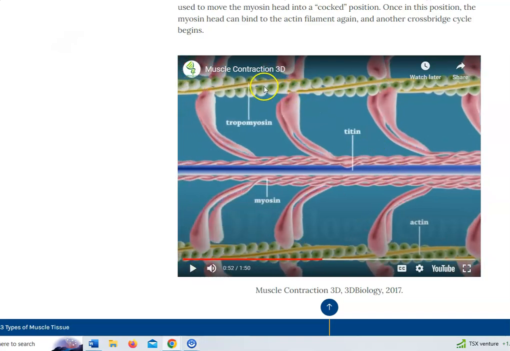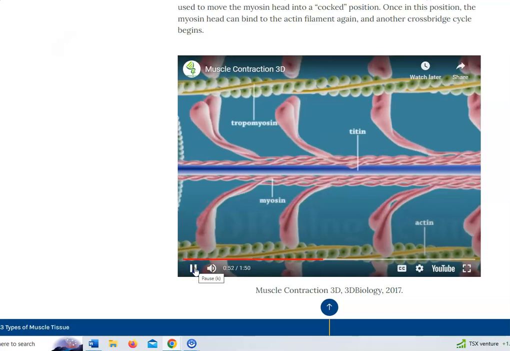Okay, let's stop right here. So here is the actin, and the actin has the binding sites full. And this is the myosin with the heads on them. Now, when the binding site is full, the myosin cannot join with the actin to form what's called a cross bridge.